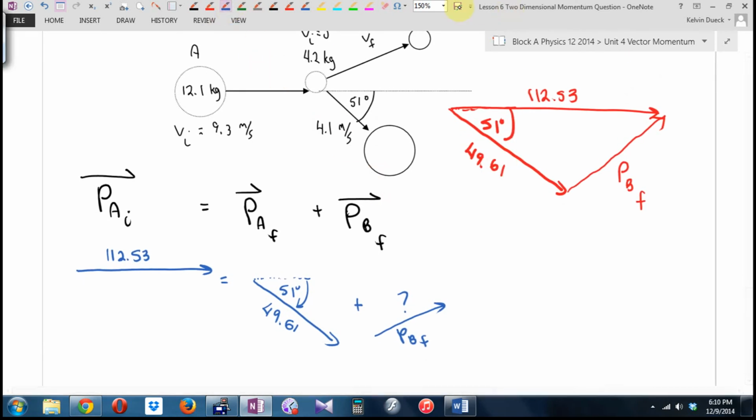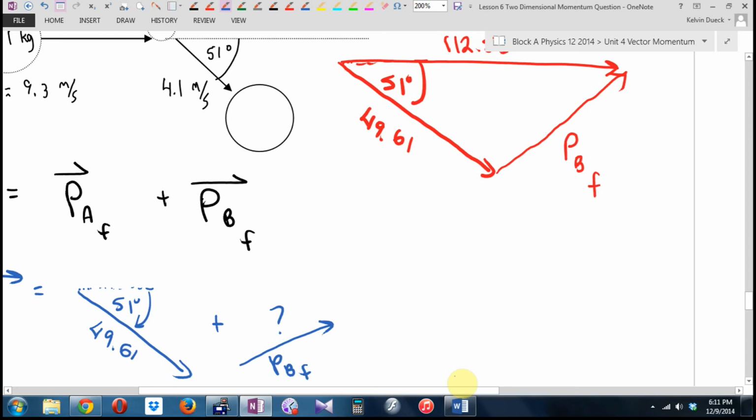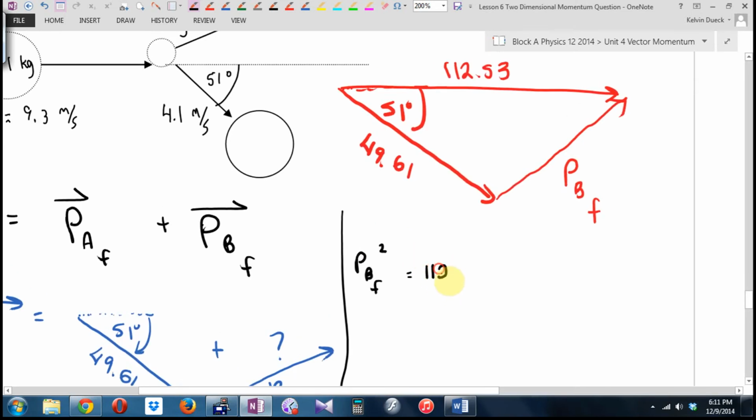Okay, I'm going to zoom in so I can write small-ish. So the cosine law says this. Momentum B final squared, mystery momentum, equals 112.53 squared plus 49.61 squared minus 2 times 112.53 times 49.61 cos 51.